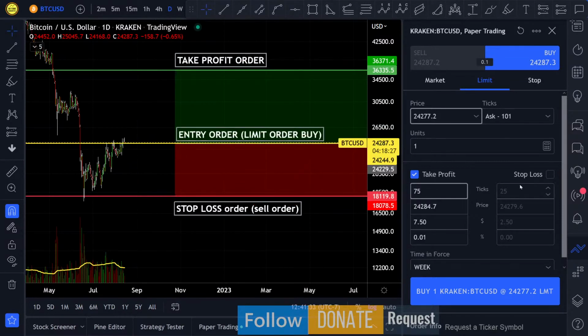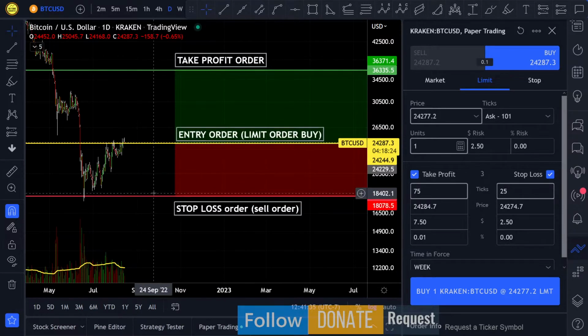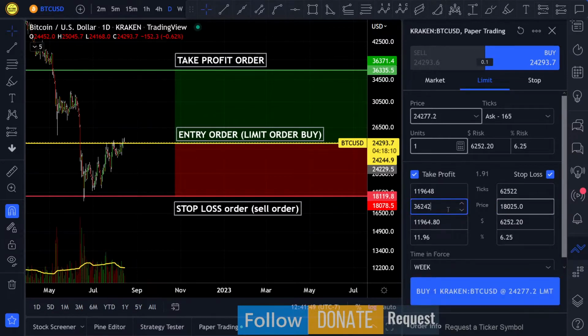But setting this up, okay, now we're going to set the stop loss order, wherever down here, 18,025, which is very low, right? And for your take profit order, you need to type in 36,242, the price. I recommend just typing in the price.